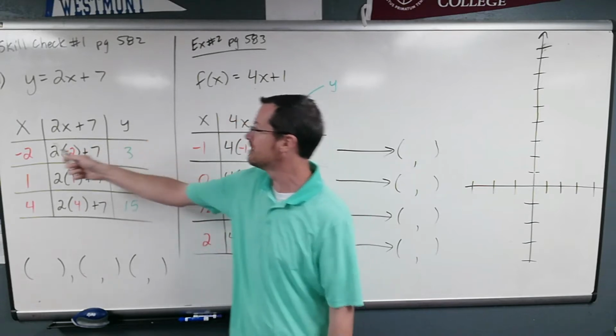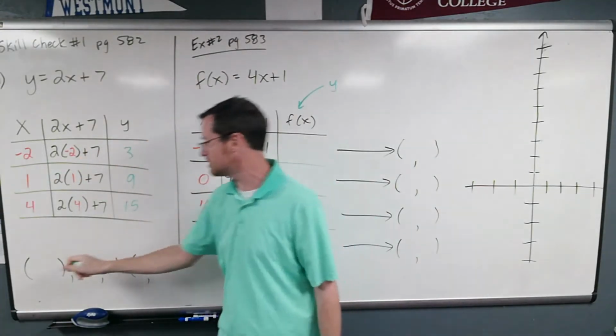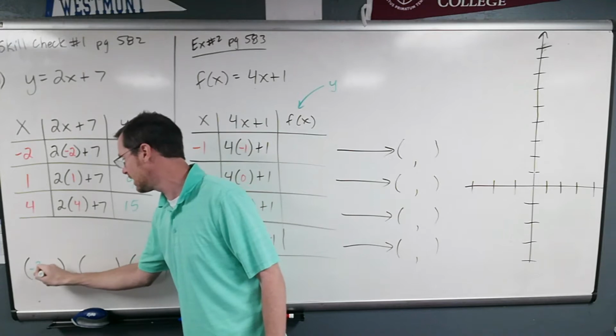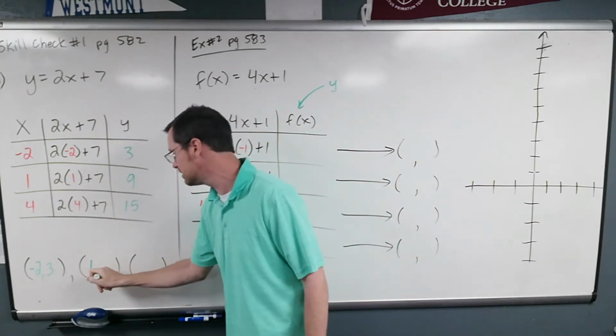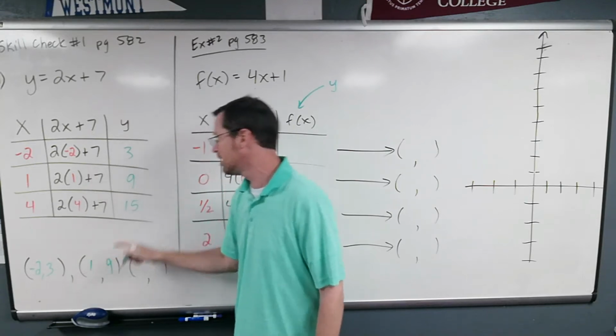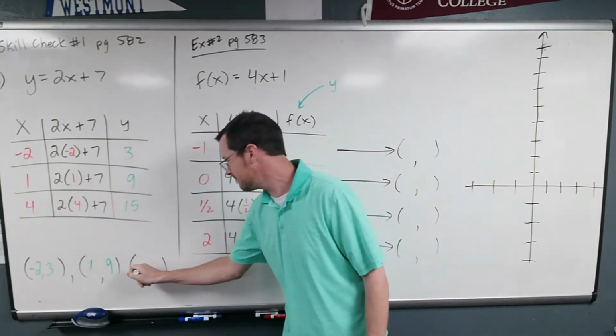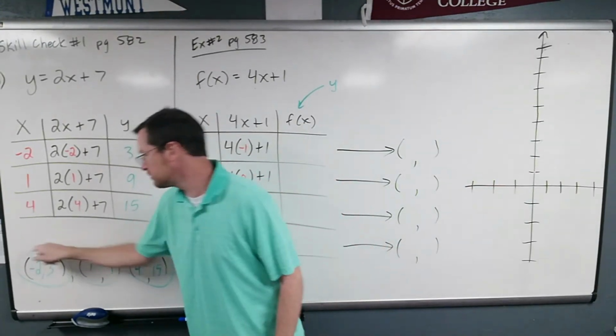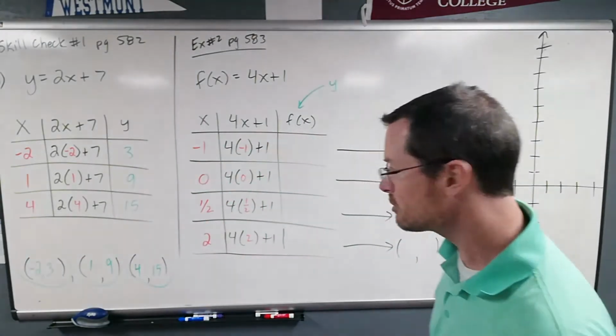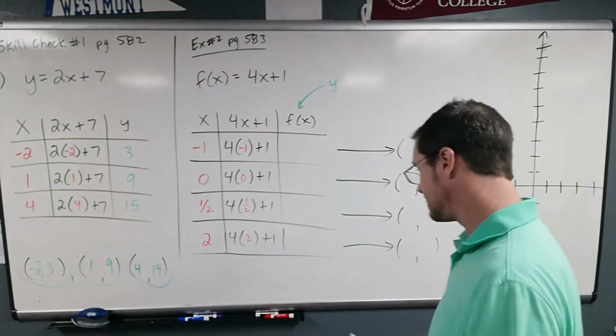So you're going to get a coordinate of negative 2. You plugged in negative 2, out comes a 3. You plugged in a 1, and out came a 9. And when you plug in a 4, you get a 15. So we got 3 different answers here, 3 different coordinates. And eventually, we're going to end up graphing these.